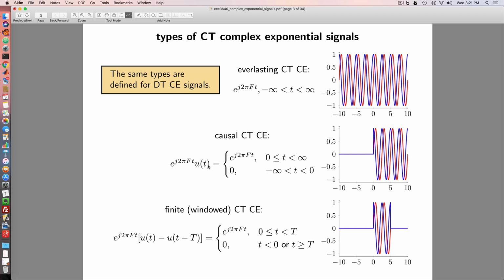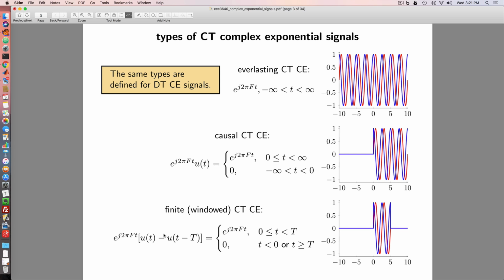There is a causal version, so think of u of t here as the unit step function. So it's 0 for negative times and is equal to 1 for positive times. And so when you multiply a complex exponential times the unit step, you get 0 for negative times, and then you just get the complex exponential signal for positive times.